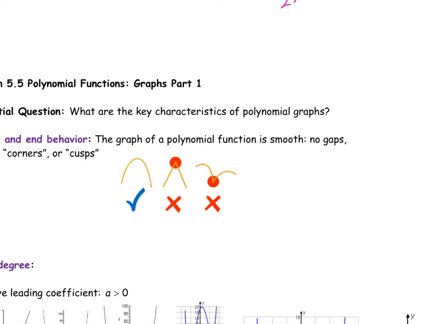So the graph of a polynomial function is smooth. It has no gaps, sharp corners, or cusps. So that means when I'm drawing it, which we may end up doing, we're going to draw a couple of graphs. When you are drawing them, they're smooth curves like this first one here. No sharp corners or weird little things like little bird looking things. They're always nice smooth curves. Attempt to draw nice smooth curves.